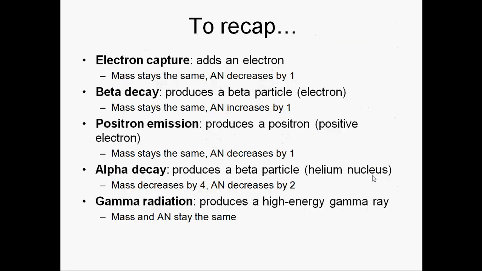Okay. So just to review, we've got 5 different types of nuclear reactions to consider: electron capture, beta decay, positron emission, alpha decay, gamma radiation. This slide is here just to summarize everything and be a quick reference tool for you.